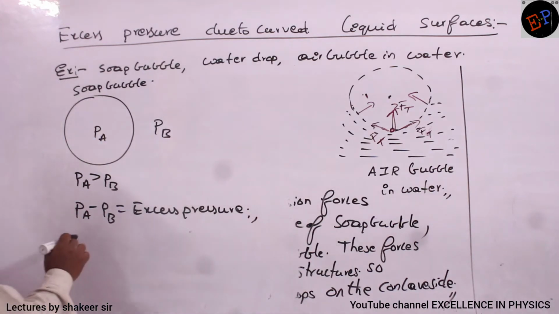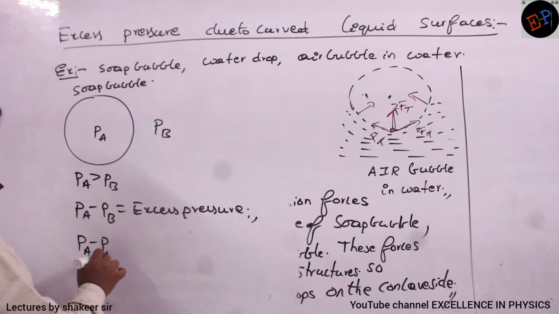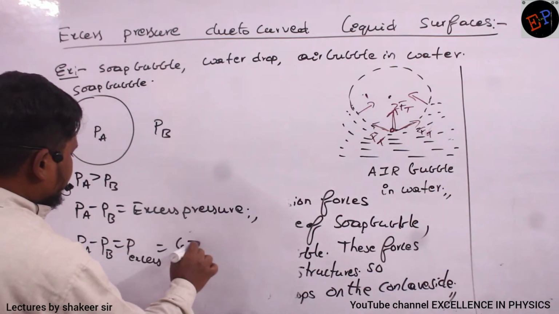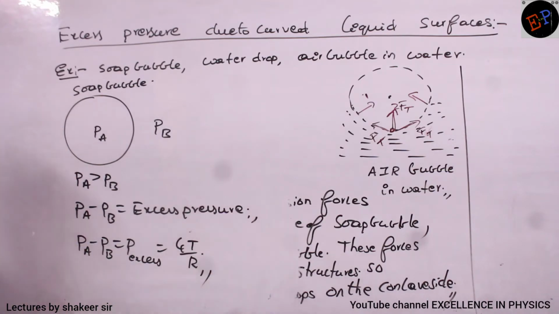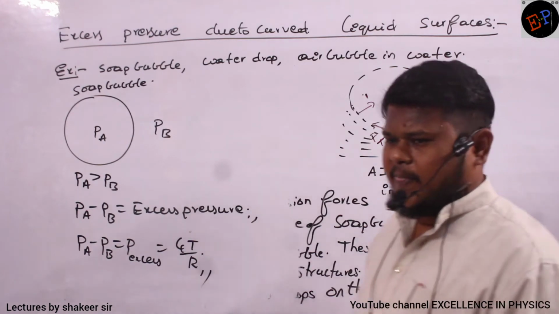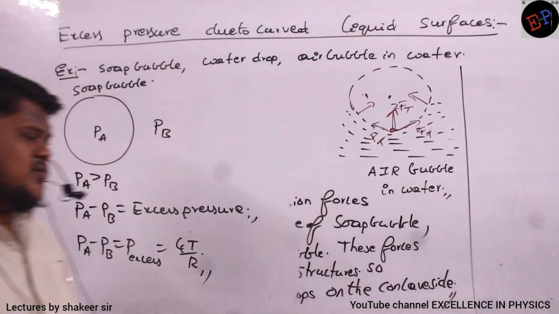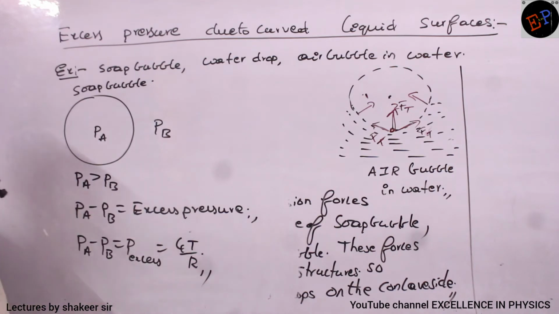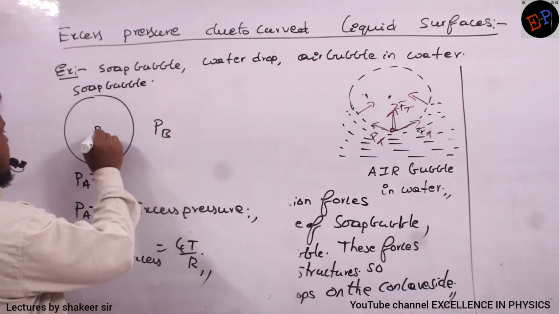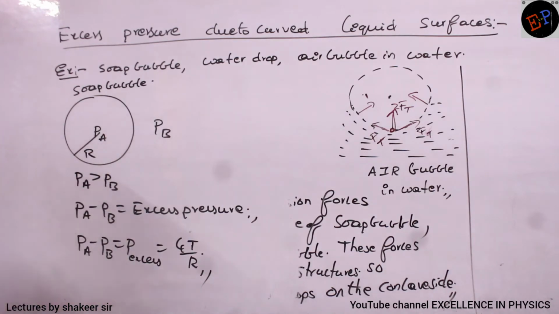And this PA minus PB is called P excess. This is equal to 4T divided by R. This is a formula whose derivation we are not studying. Just remember the formula. So excess pressure inside a soap bubble, what is the formula? 4T divided by R, where T is called surface tension, R is called the radius of this soap bubble.